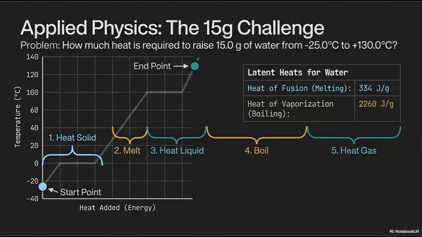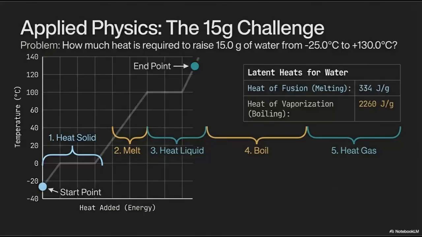Once I get that liquid to 100 degrees Celsius, I have to evaporate all that liquid. Once all the liquid is evaporated, I have a gas at 100 degrees Celsius that I have to take to 130. So I have 1, 2, 3, 4, 5 sections that I have to calculate heats for.